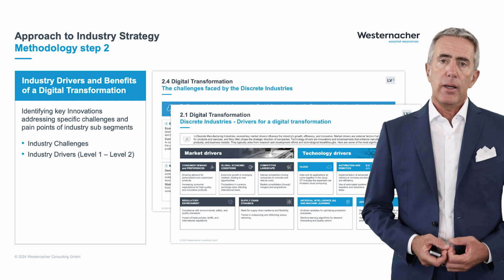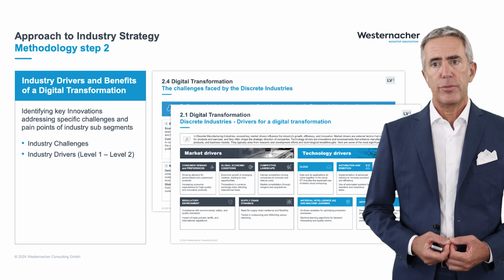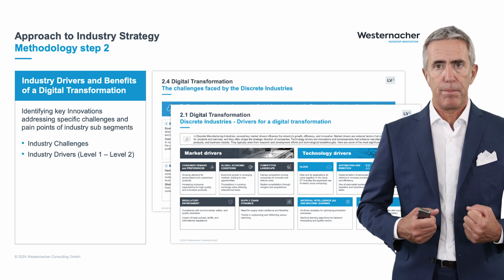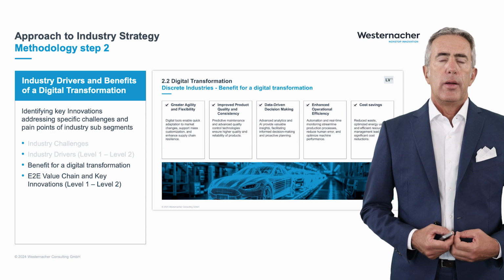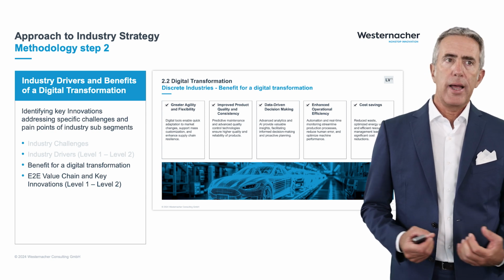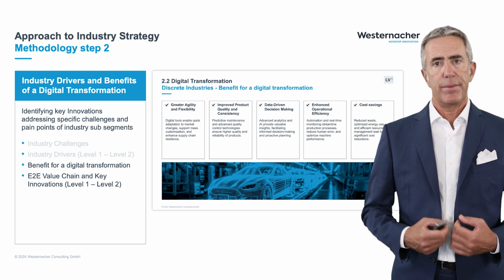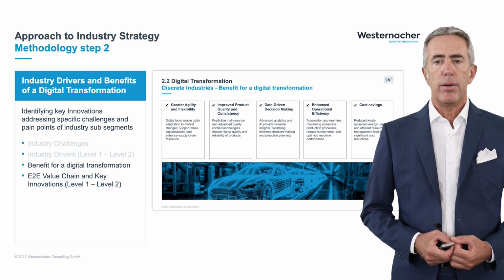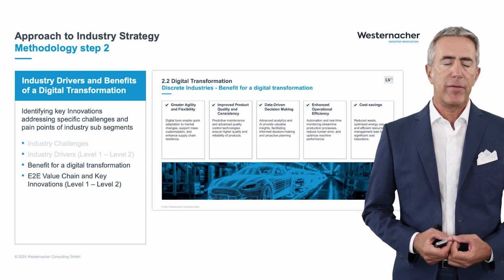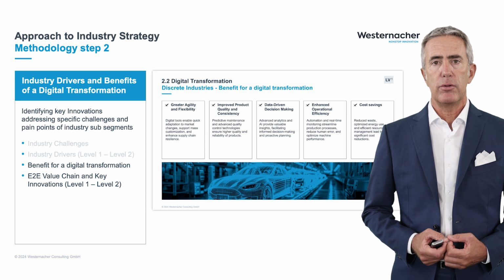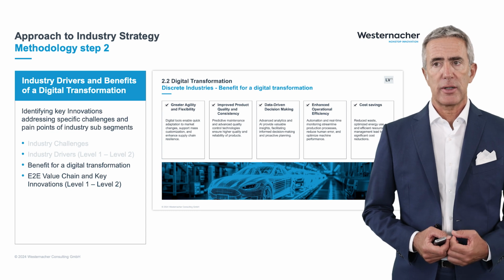So every industry has, from one side, macroeconomic challenges, and from the other side, drivers that are pushing them to change. And at this point in time, a company can decide to stand without doing anything or transform their business and their supply chain. And here in this slide, for example, we analyze different benefits for discrete manufacturing industries that a company can get from a digital transformation.